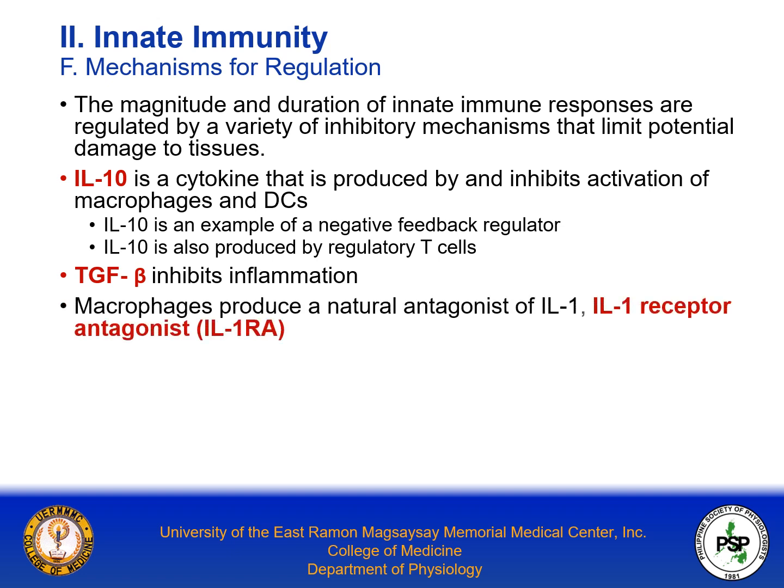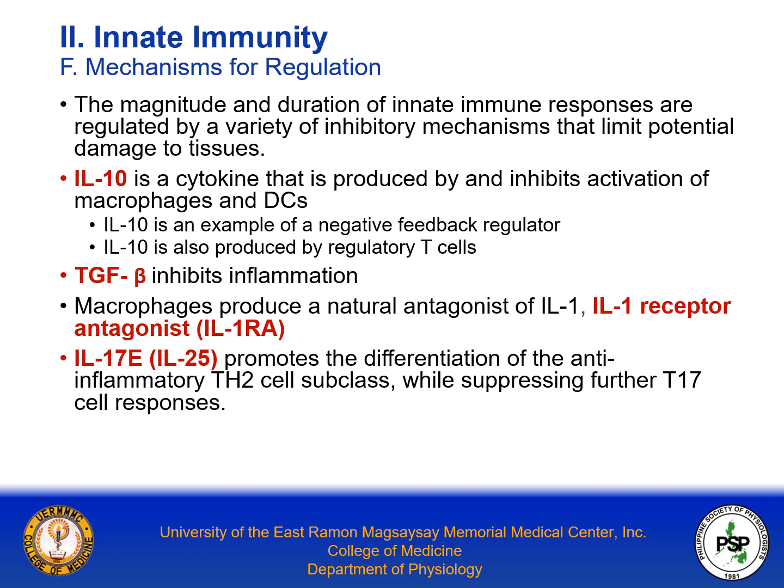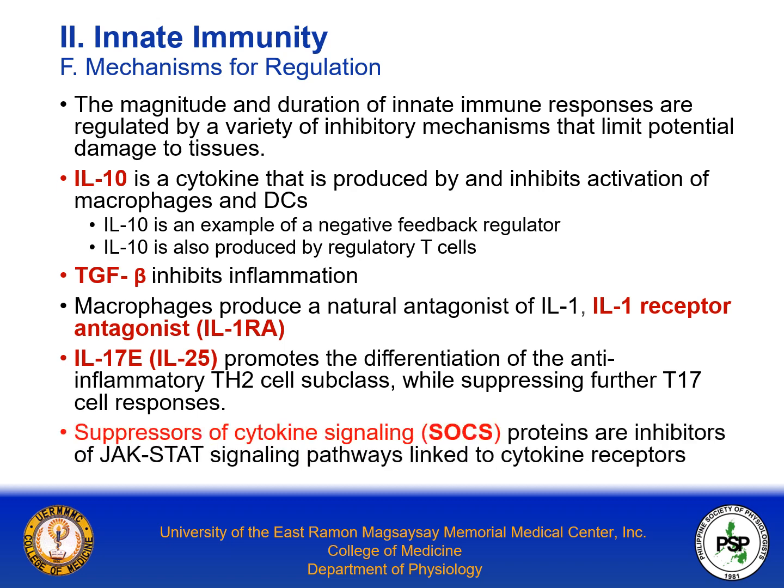You have macrophages producing natural antagonists of interleukin 1. Another example is interleukin 17E or interleukin 25 that promotes differentiation of the anti-inflammatory T helper 2 cell subclass. Suppressors of cytokine signaling or SOCS proteins are inhibitors of the signaling pathway linked to cytokine receptors, and this is your JAK-STAT signaling pathway.